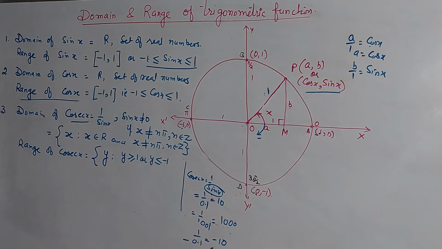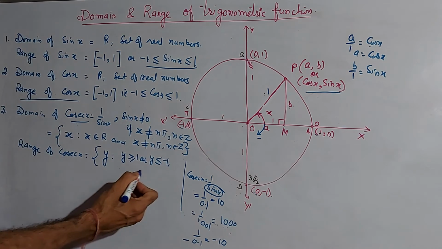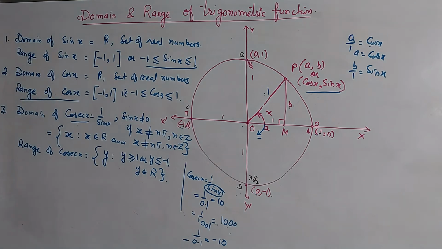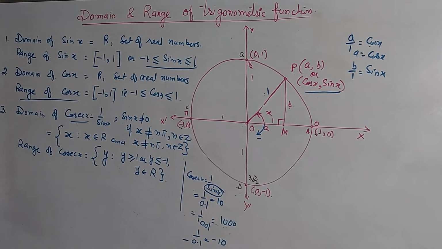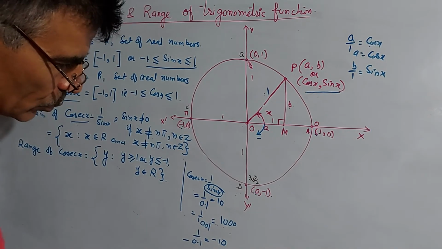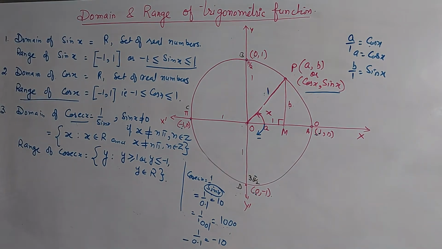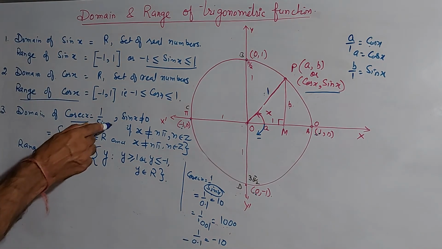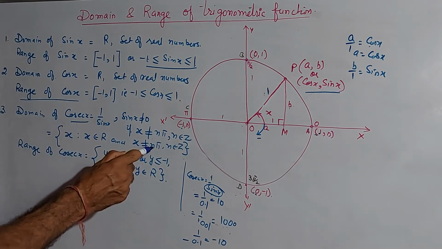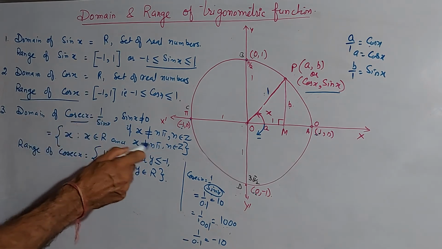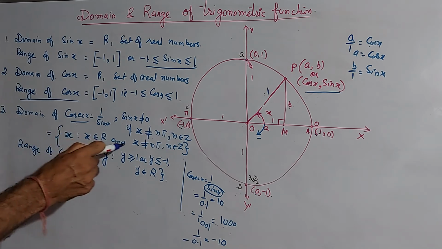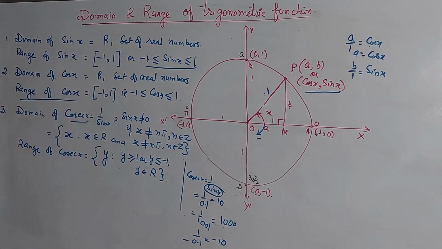These are less than or equal to minus 1, where y belongs to the set of real numbers. We can see this on a number line: this is minus 1, this is 1, and this is 0. If we put in the values of x, x is not equal to n pi, because at n pi the value is 0, so we will reject those and put only real numbers such that x is not equal to n pi.